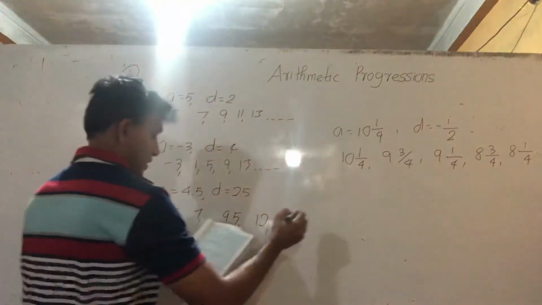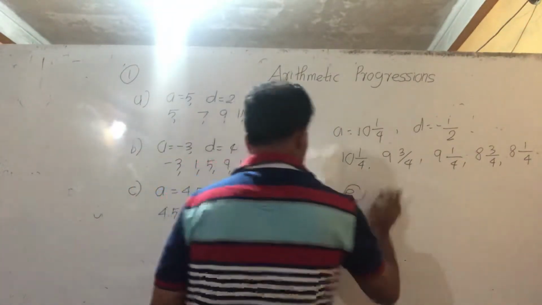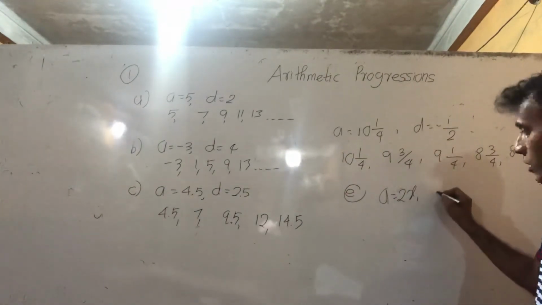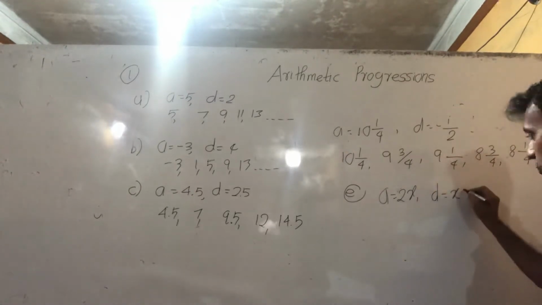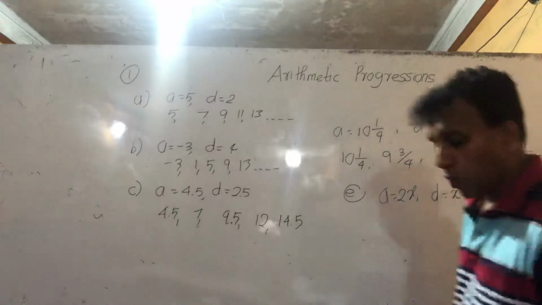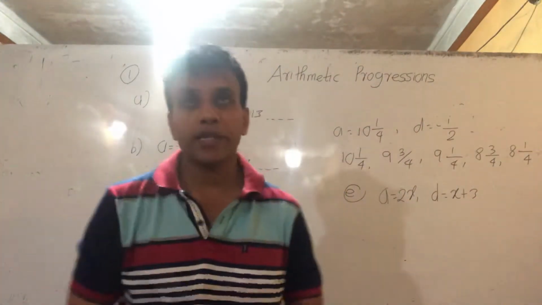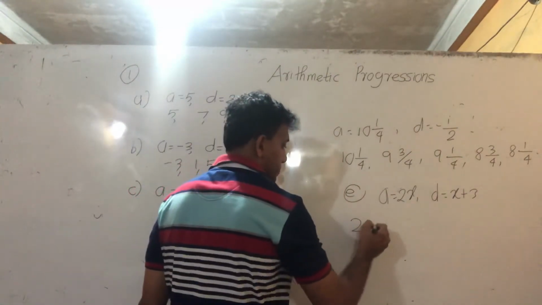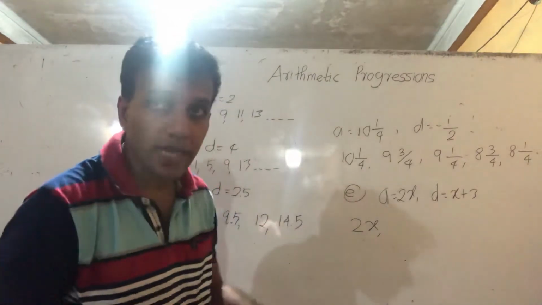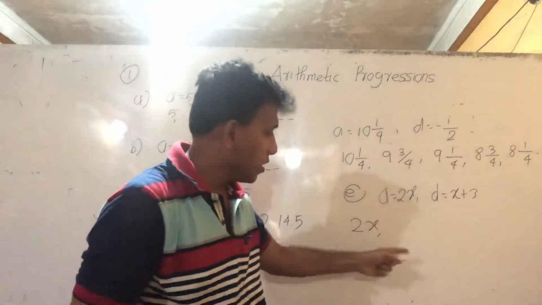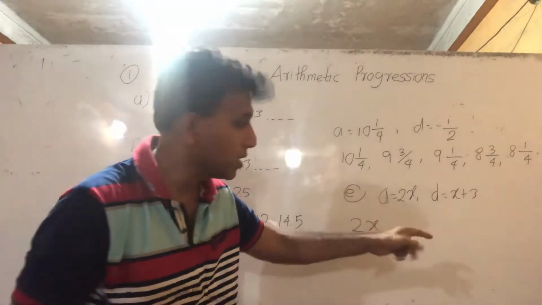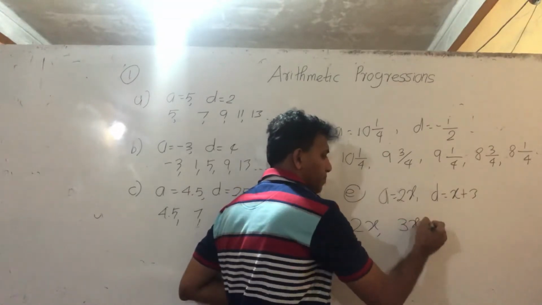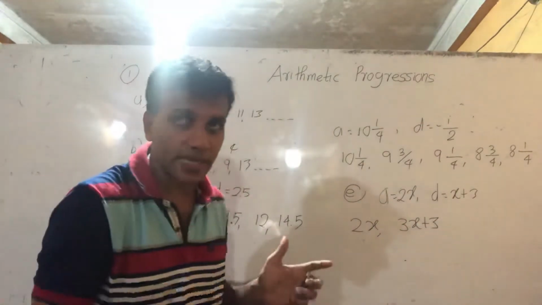Last one, that is problem E. Okay, first term is 2x, common difference x plus 3. So write the 5 terms, write the 5 numbers in order. So 2x, increase by x plus 3. Add x plus 3 to the 2x. What happens? 2x and x is 3x, and 3, an additional 3. You can't say 6x, right?